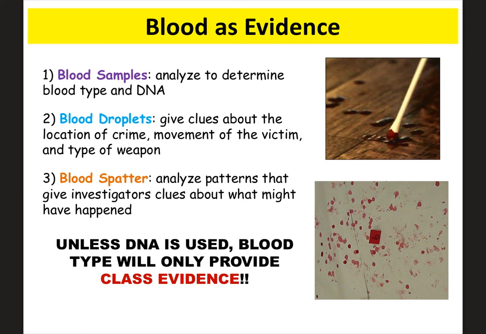All right. If you're just looking at blood and determining the type, that's going to be a form of class evidence. All right. Because that does not point to a specific person, unless you look at the DNA in the blood, if you can get enough in the sample. It's not going to be individual evidence unless you get the DNA. If all you do is determine the type, that's going to be a form of class evidence.